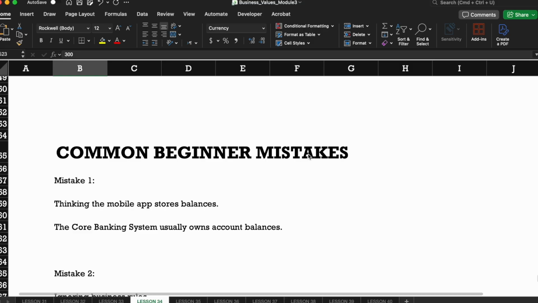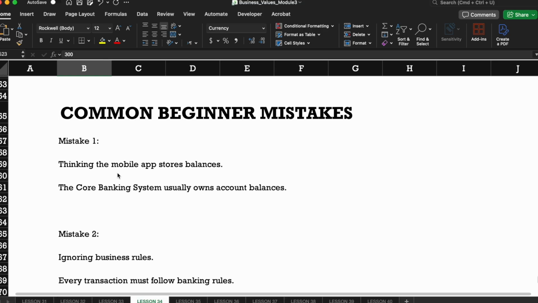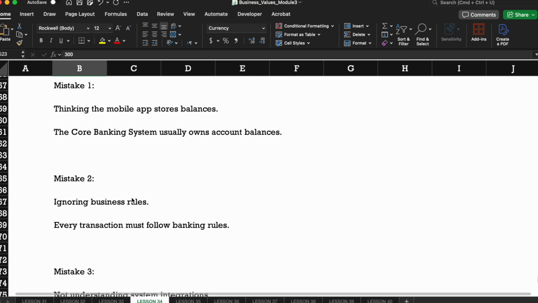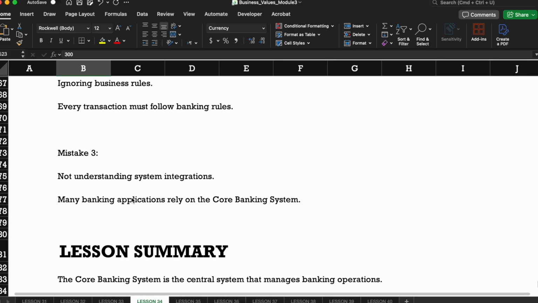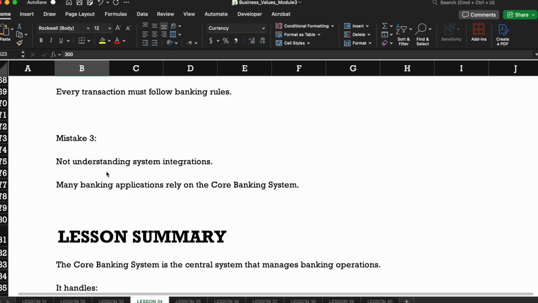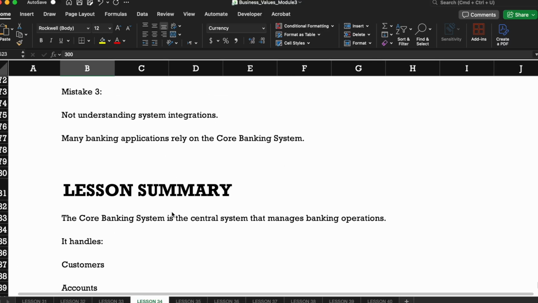Okay. Common beginner mistakes. Mistake 1, thinking that most mobile apps store the balances. The core banking system usually owns the account balances. Mistake number 2, ignoring the business rule. Every transaction must follow banking rules. Mistake number 3, no understanding of system integrations. Many banking applications rely on the core banking system.